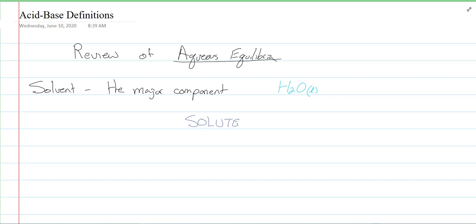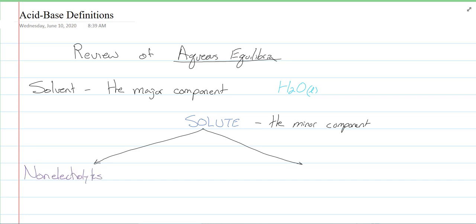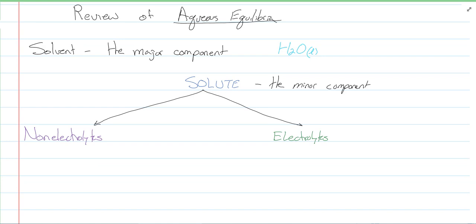Then comes the solute, which of course is the minor component of the solution. And there's two types of solutes that we're going to talk about. You probably remember this from Chem 1, we have non-electrolytes and electrolytes. The definition is non-electrolytes do not conduct electricity. They're not conductors. Electrolytes, the solution does conduct electricity.